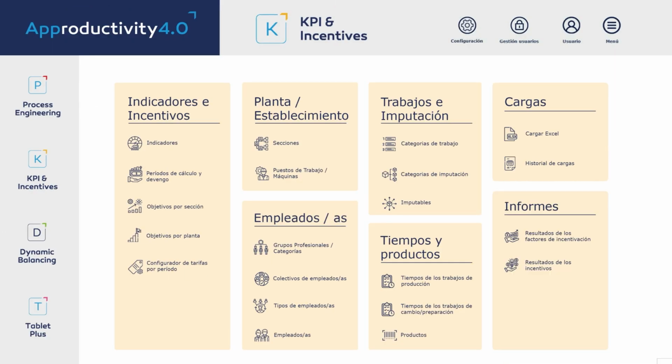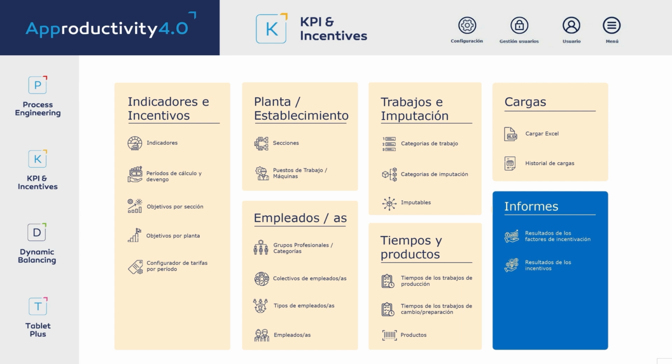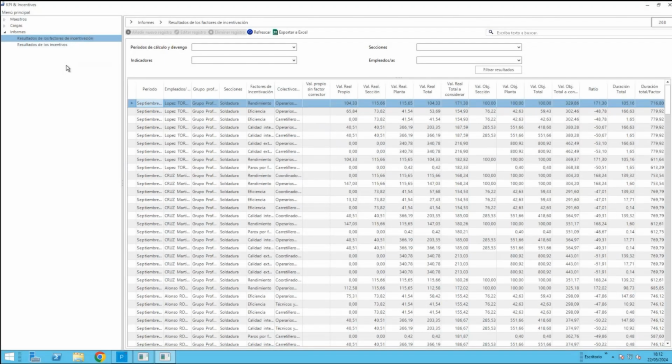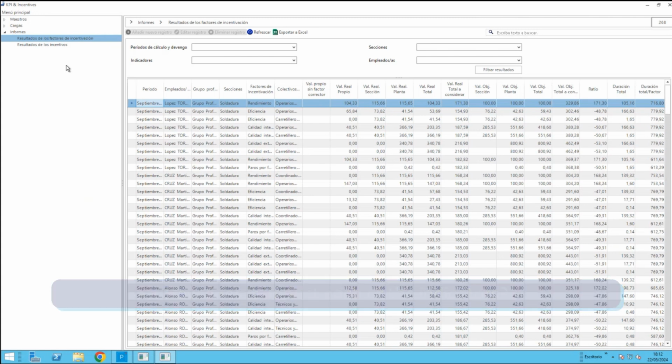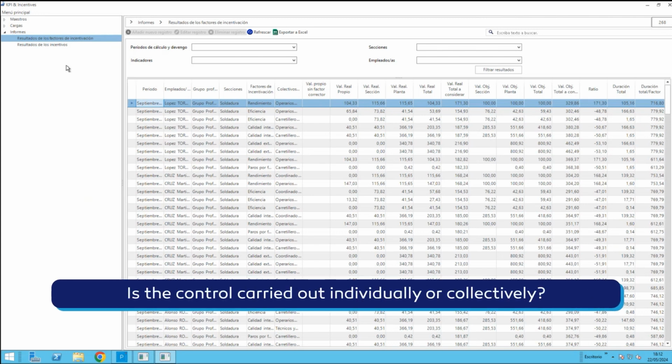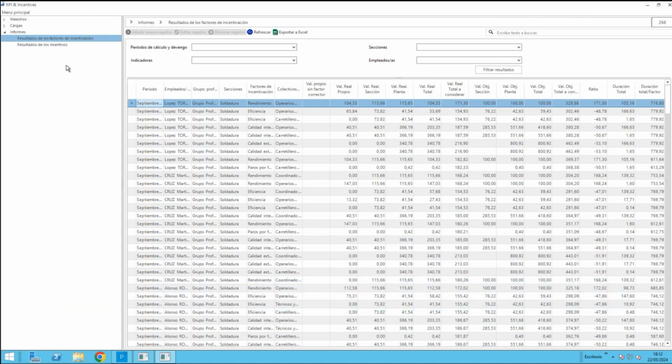Regarding results, the system provides detailed information on each recorded entry in the production management system. For example, what type of work or inefficiency is it? How does it affect each indicator? Is the control performed individually or collectively? What results have been obtained for each indicator? By comparing obtained values with established objectives, it is determined whether they are above or below and to what extent.